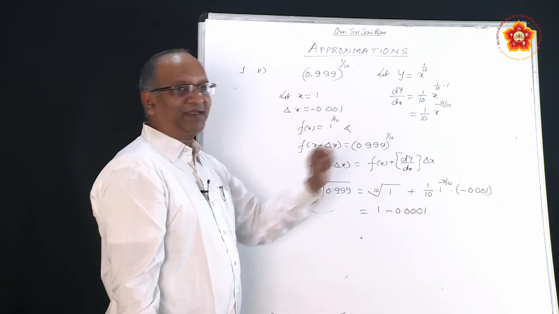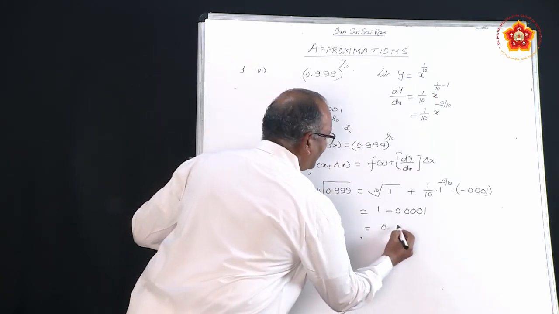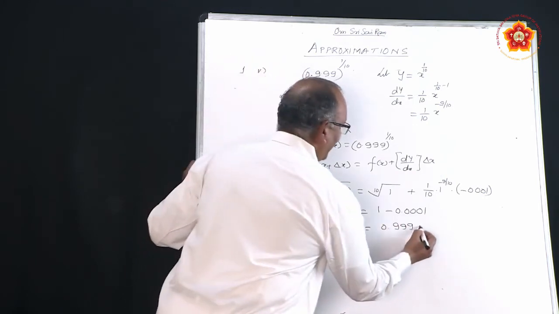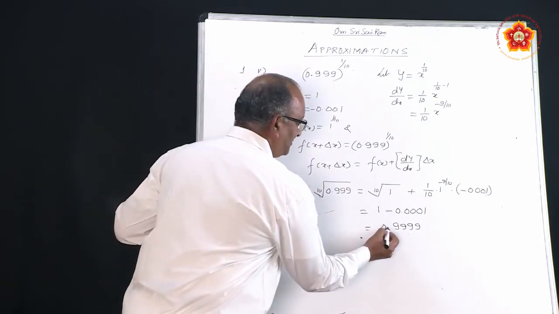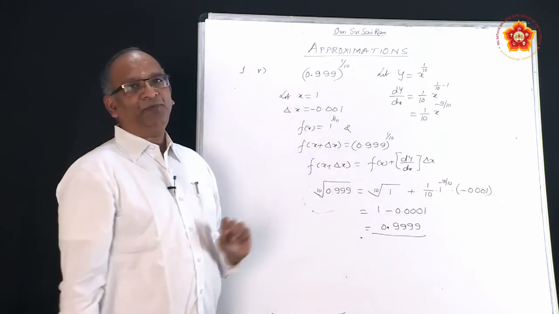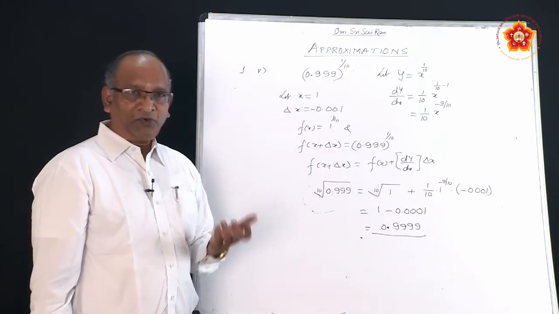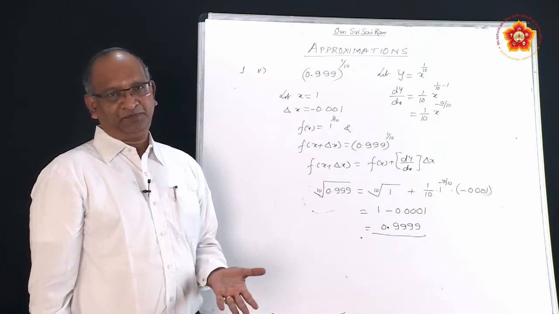From 1 you subtract it. What you are going to get? You are going to get 0.9999. So this is the approximate value of the 10th root of 0.999. So you have observed that the method which we followed is the same.